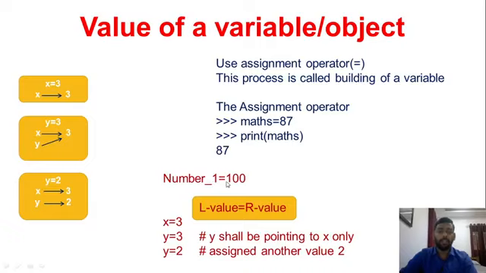Then number_1 equal to 100. Number_1 is a variable name, right? Number and 1 are separated using an underscore. It's permitted. Then number_1 equal to 100, so 100 will be assigned to number_1.